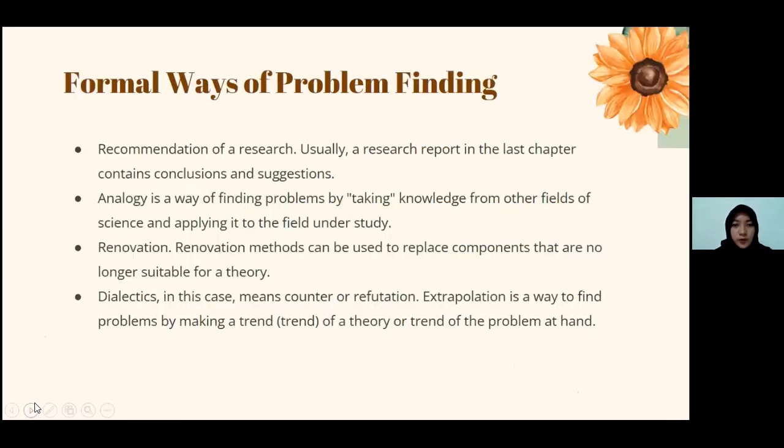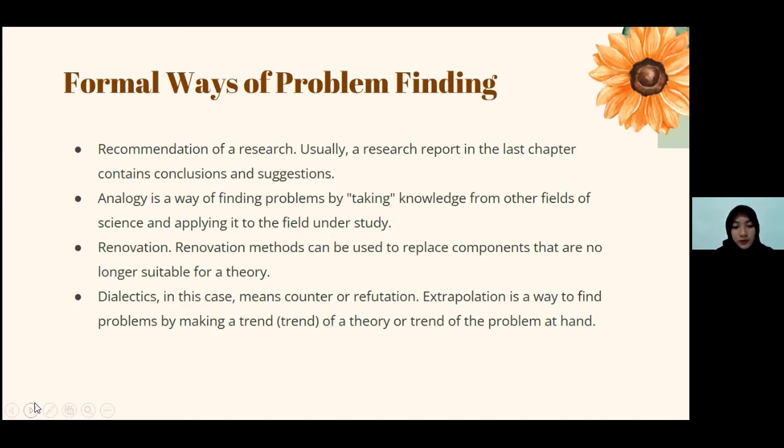Formal ways of problem finding. Number 1, recommendation of a research. Usually, a research report in the last chapter contains conclusion and suggestion. Number 2, analogy is a way of finding a problem by taking knowledge from another field of science and applying it to the field under study. Number 3 is renovation. The renovation method can be used to replace components that are no longer suitable for a theory. Number 4 is dialectic, in this case meaning counter or refutation.